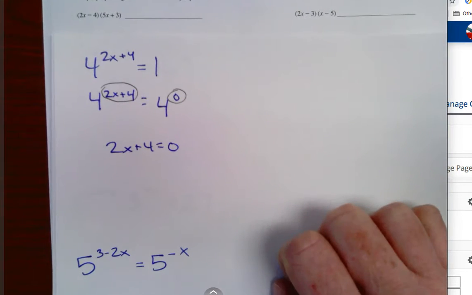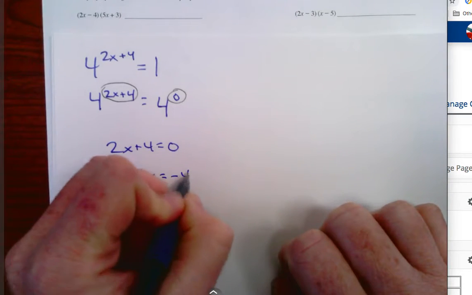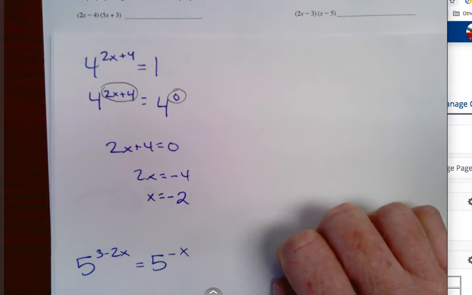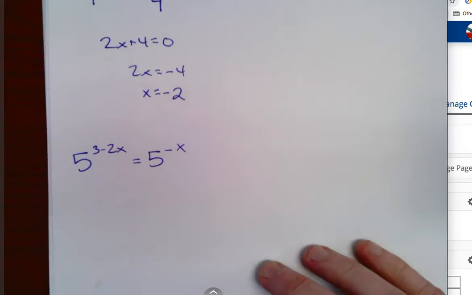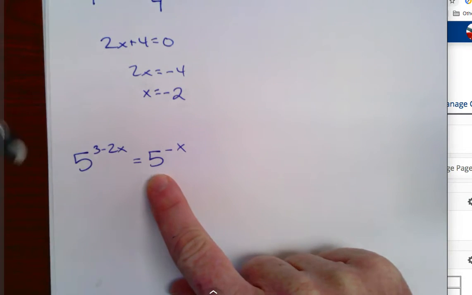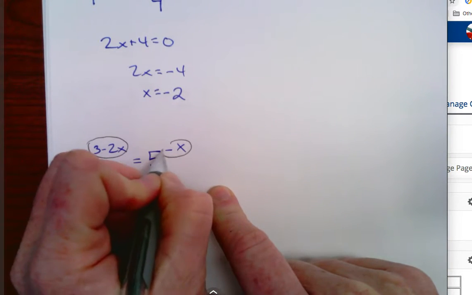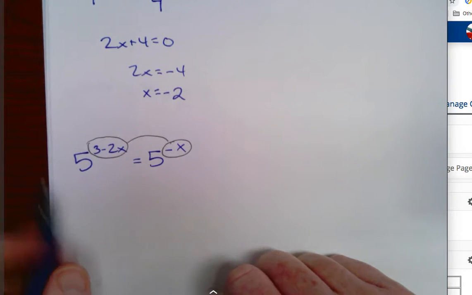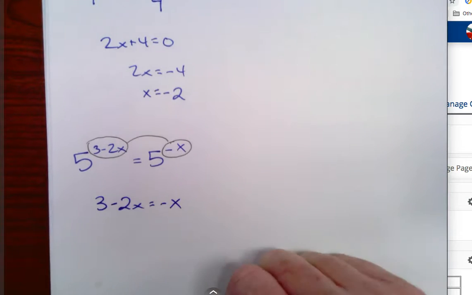And from there, I just solve this very simple equation, right? 2x is negative 4, so x is negative 2. Okay. All right, next problem. This one is even simpler. They're already in equivalent bases, so I know that this exponent has to equal that exponent, right? They have to equal one another for this to be true. 3 minus 2x equals negative x.